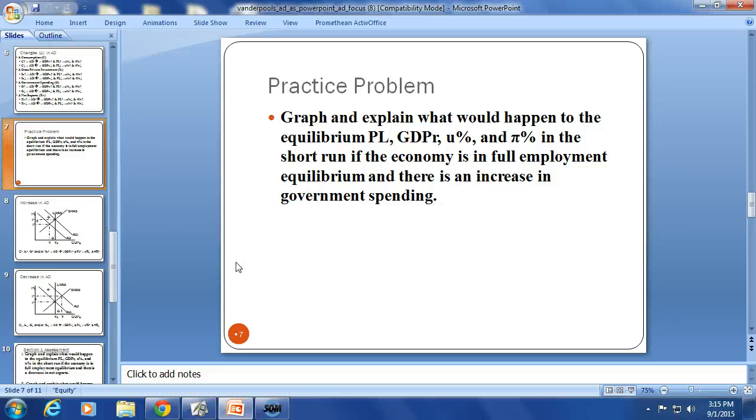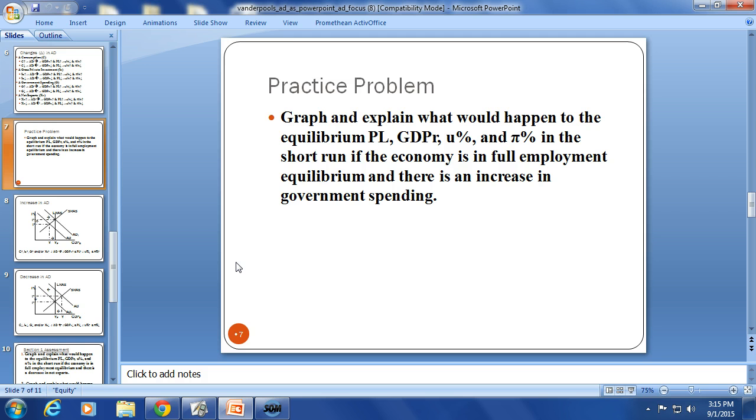All right, everyone, this is Mr. Vanderpool. We're going to move on to a practice problem here. So we're going to graph and explain what would happen to the equilibrium price level, real GDP, unemployment rate, and inflation rate in the short run.